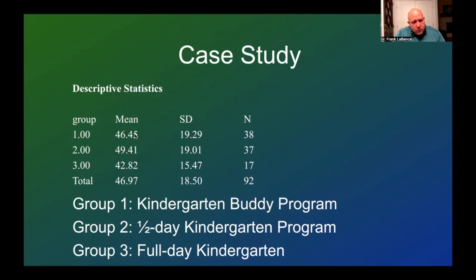And the means for how they performed on the phonemic awareness, I believe, was the test we had talked about last time. There are their means and the standard deviations associated with them. And then how many students were in each group. So the first group had 38, the second group had 37, and then the full day had 17. There were 92 total subjects in the study.